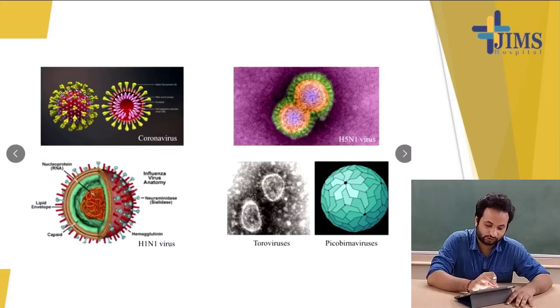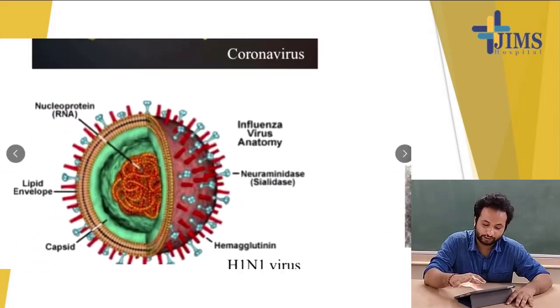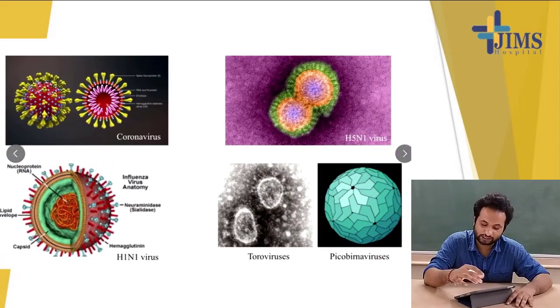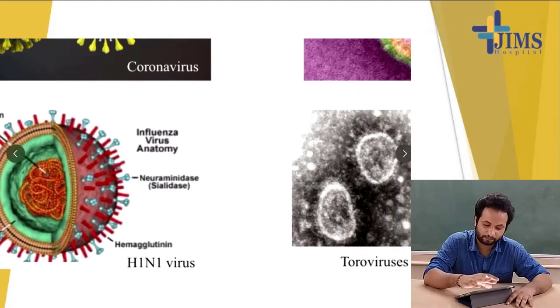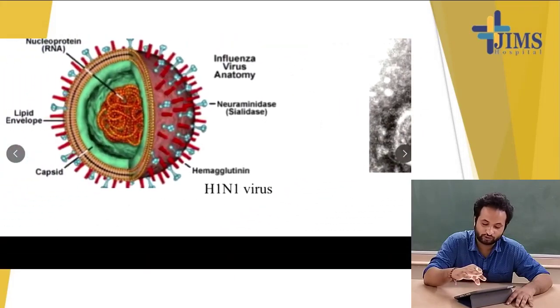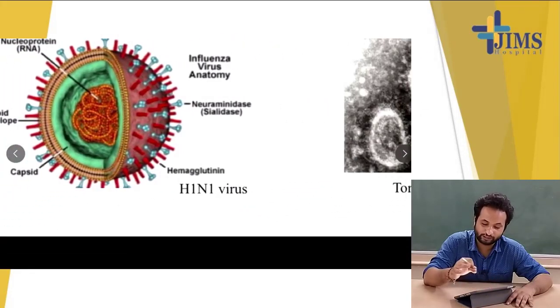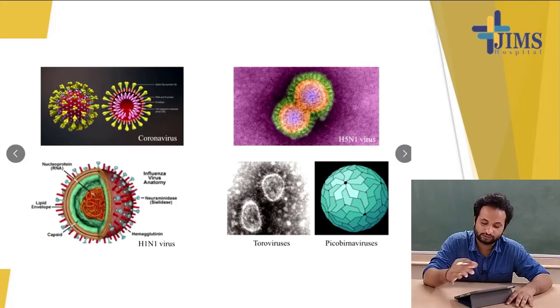So this is your coronavirus, this is how it looks. Details of all these viruses have been taught to you. This is H1N1, this is H5N1. H1N1 was the 2009 pandemic strain of influenza. This is the Torovirus, and this is the Picobirnavirus.